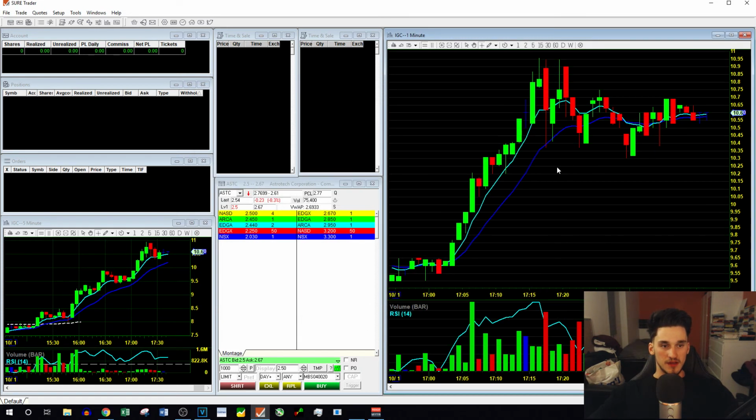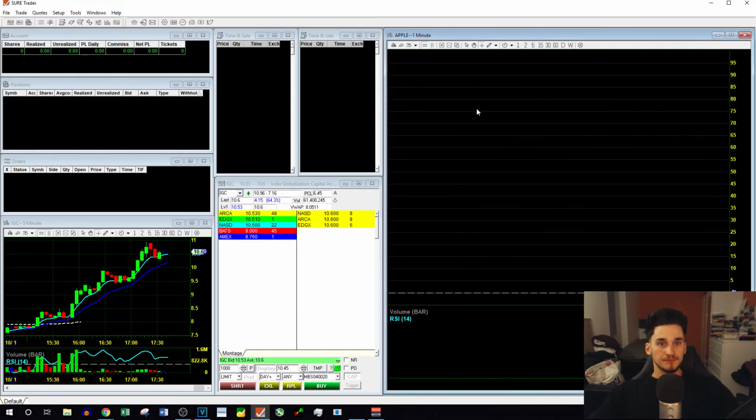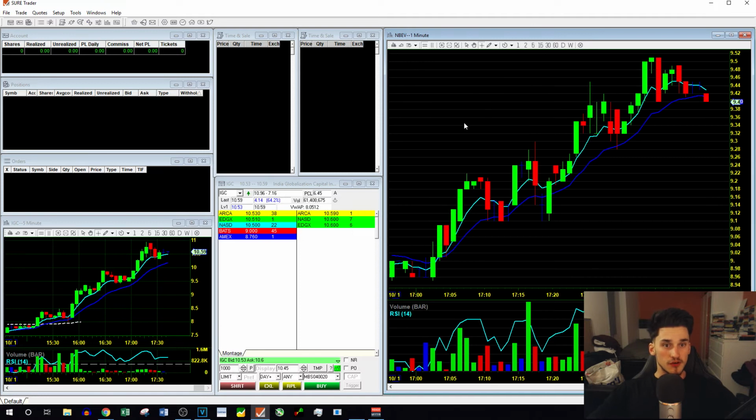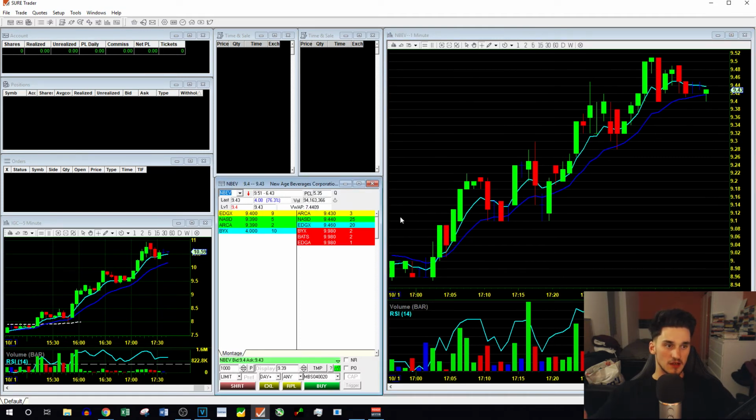I'll just show you what that means. Currently I'm on IGC. If I double click on the chart, you can see level 2 is currently on ACTC. If I double click on here, it automatically changes to the stock I want to look at, which is quite useful because it saves you having to type it in. Let's just go on to Apple, so go on to another stock. Instead of me having to type that in, I can just double click, and it makes it a lot easier to get in and out of trades quite quickly.